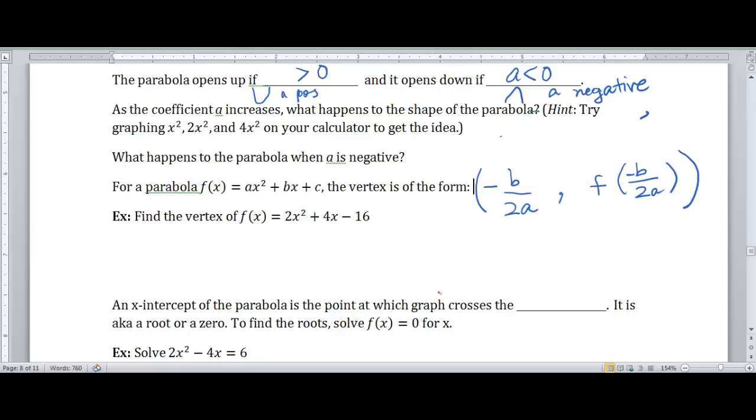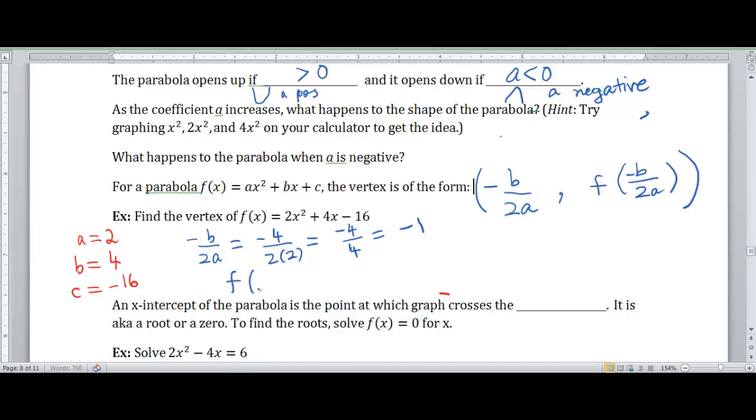Here a is 2, b is 4, c is negative 16. So negative b over 2a is negative 4 over 2 times 2, which is 4. So that's negative 4 over 4, which is negative 1. That is the x-coordinate of the vertex.